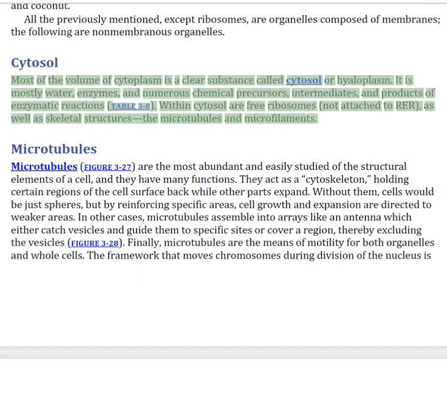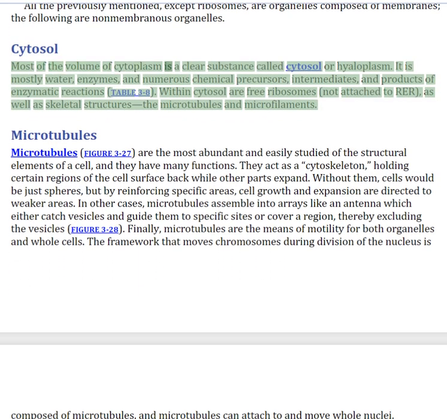Cytosol. Most of the volume of cytoplasm is a clear substance called cytosol or hyaloplasm. It is mostly water, enzymes, and numerous chemical precursors, intermediates, and products of enzymatic reactions. Within cytosol are free ribosomes, as well as skeletal structures, the microtubules and microfilaments.